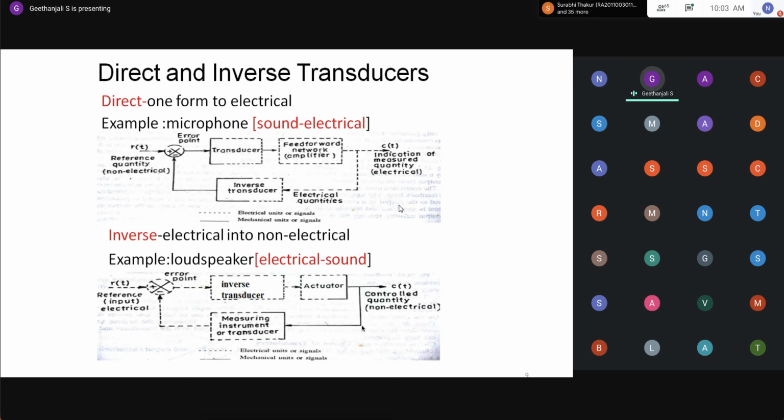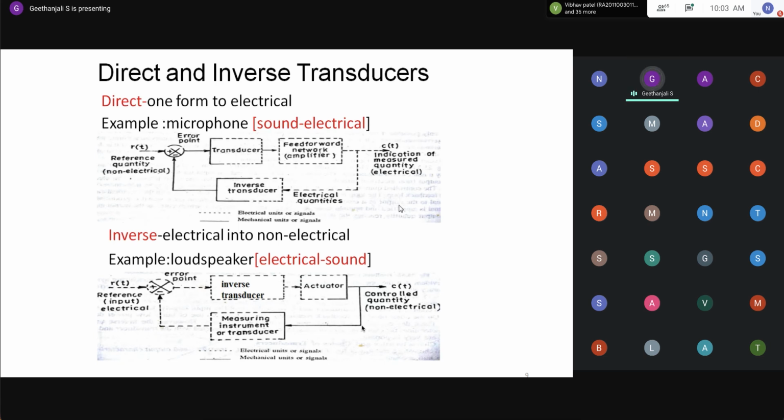What they have given is the control system diagram. Here they are giving the reference as the input, and here they are making the error point. The reference quantity, which is non-electrical, is converted to electrical. Then it is given to the transducer.